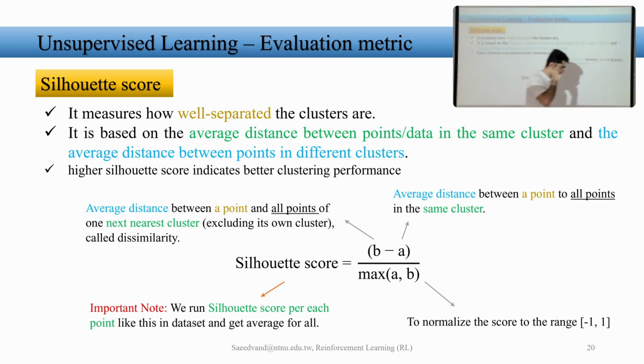Simply, we can write it in this form. This equation is for one data point, not the whole. So for one data point, the silhouette score says that B subtracted by A over max of A and B. And what are A and B? A is the average distance between a point and all points in the same cluster. So like this point to all points in the cluster, this point to all points in the cluster. So each one of the points I choose gives an A.